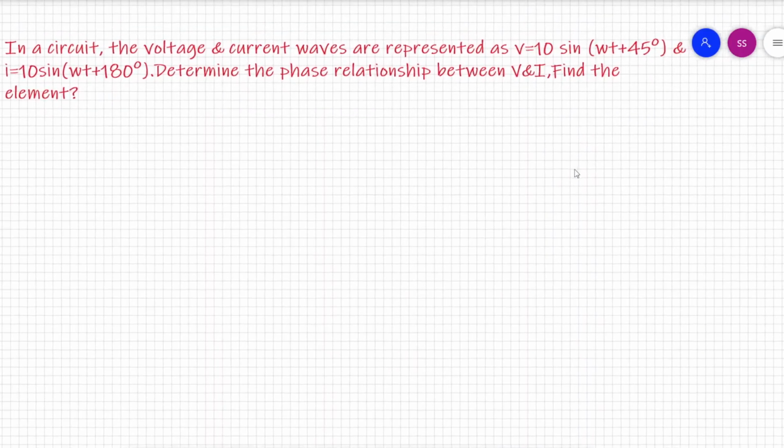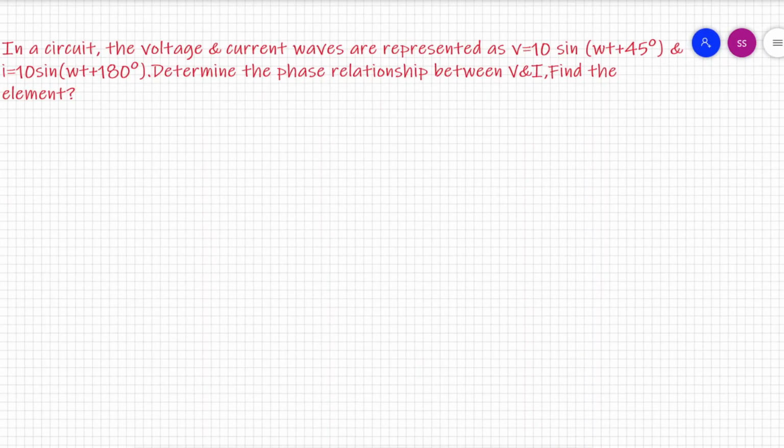Actually, it is 10 sin omega t plus 45 degrees and current I equal to 10 sin omega t plus 180 degrees. Then we need to determine the phase relationship between voltage and current. Then we need to find the element, across which these voltage and current are present. So that is what we are going to find.